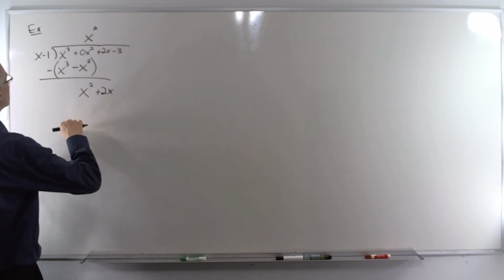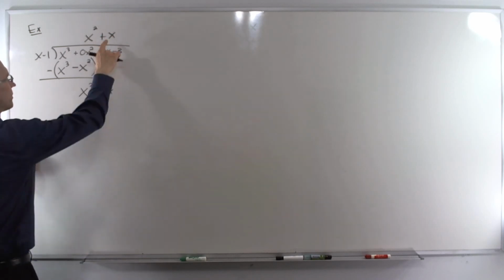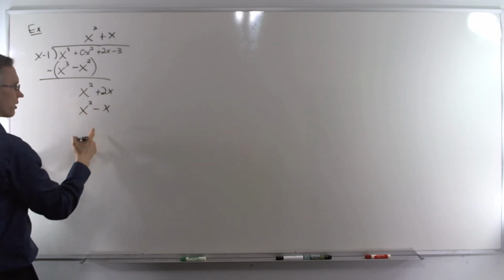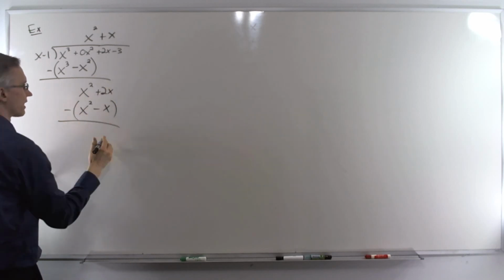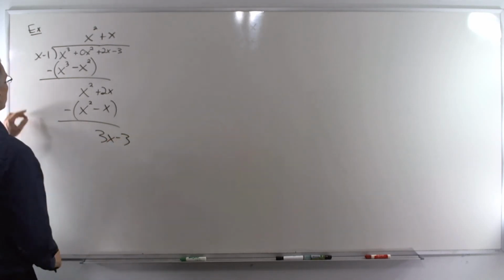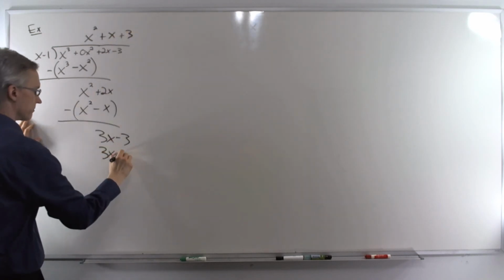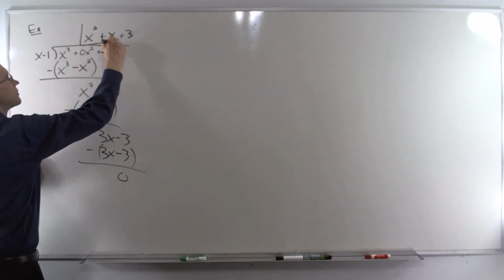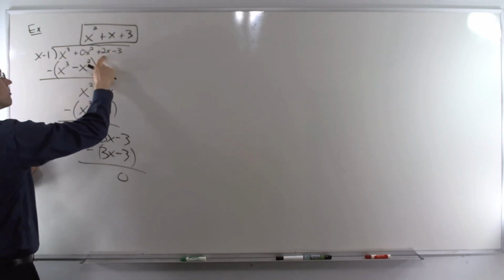Now we have to match x squared, so multiply by x up here. Distributing, x times x is x squared. And x times negative 1 is negative x. Subtract, those go away. 2x minus negative x is 2x plus x, or 3x. So we got 3x minus 3. All right, now we need to match 3x, so we'll multiply this by 3. Plus 3 up here, and there's 3x minus 3. Those match, so we get 0 remainder. And if you go ahead and do the polynomial multiplication here, you will in fact get x to the third plus 2x minus 3.